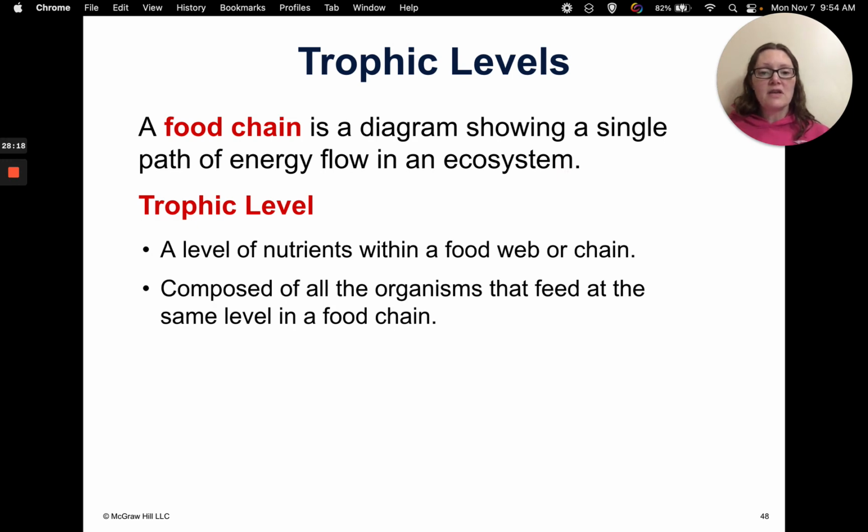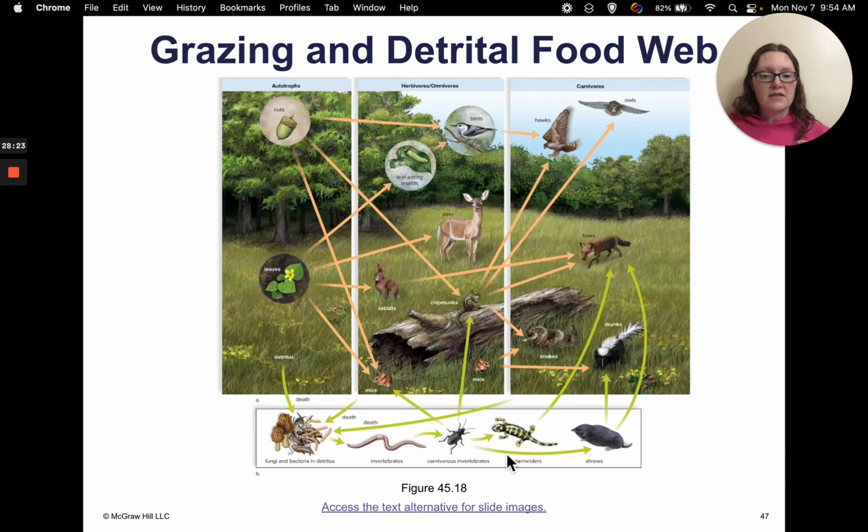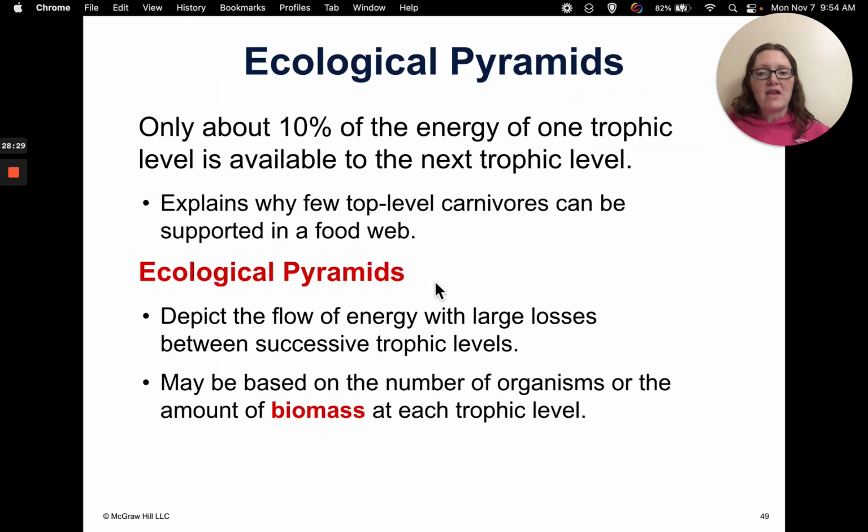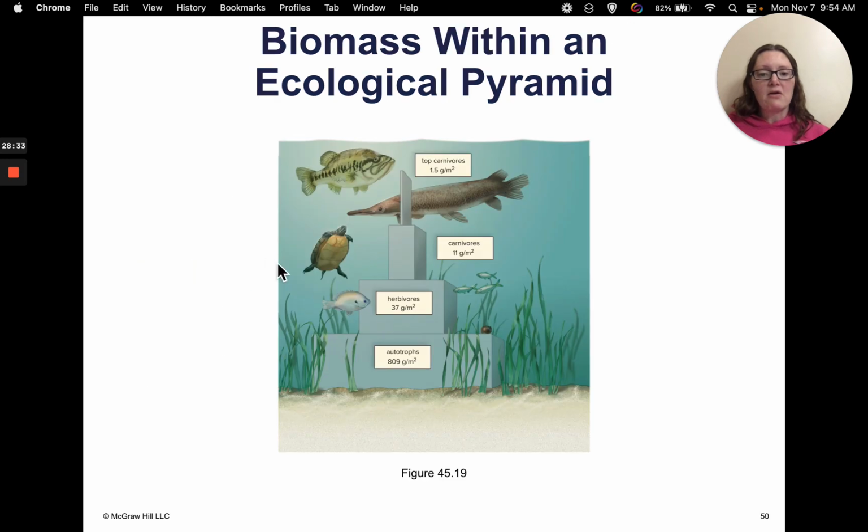Trophic level is one to the next to the next. So this is one level, this is one level, this is one level. That's what a trophic level is. And then ecological pyramid is talking about each level you move up on the pyramid.